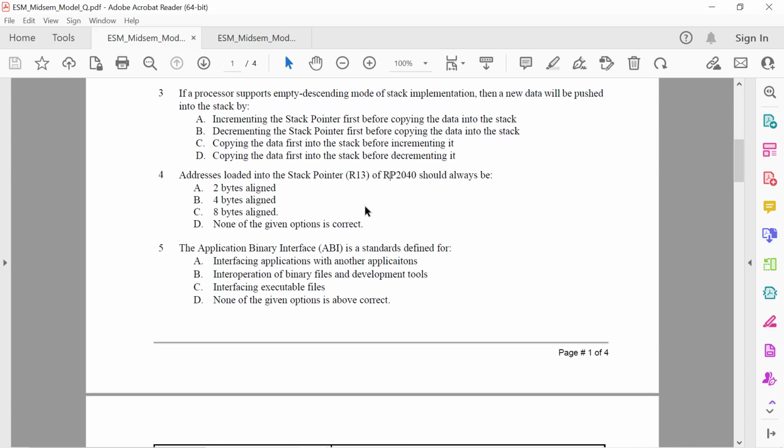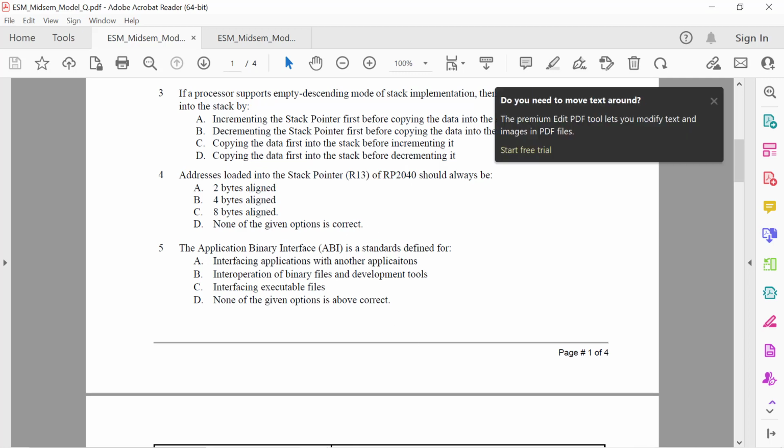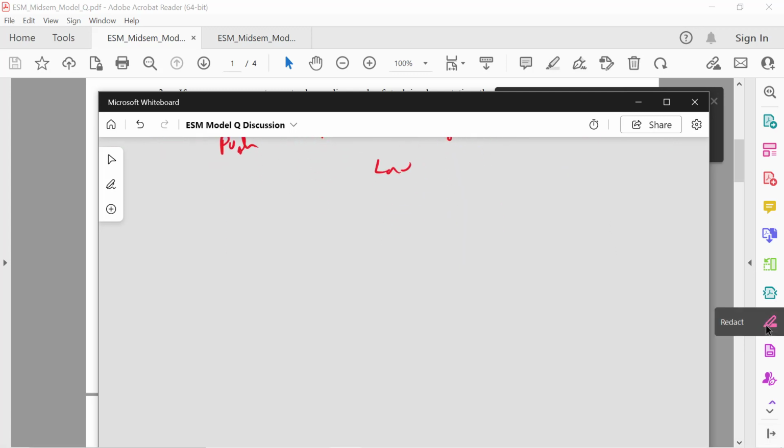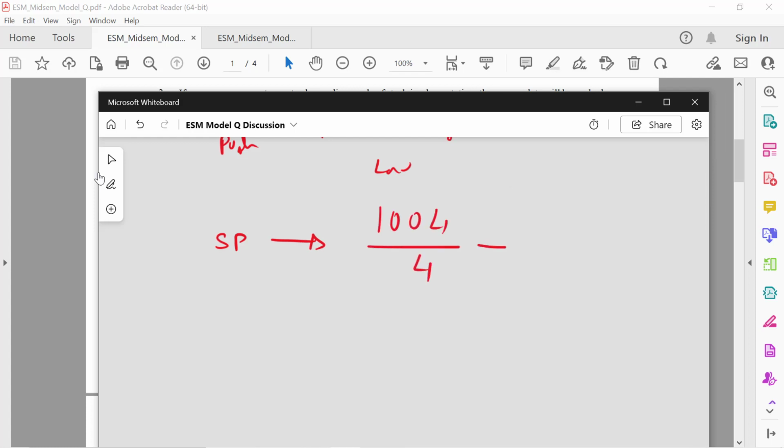The address loaded into the stack pointer, which is R13, should always be, as I said, stack is always a 4 byte value which is going to be pushed. So you should always have an address which is 4 byte aligned. Let me explain what I mean by 4 byte aligned, in case you have missed the explanation that I gave in the class. If I am saying the stack pointer has a 4 byte aligned address, it means whatever address I have in the stack pointer, if I divide it by 4, I should not have any remainder. That's all I'm saying. No remainder, it's divisible by 4.